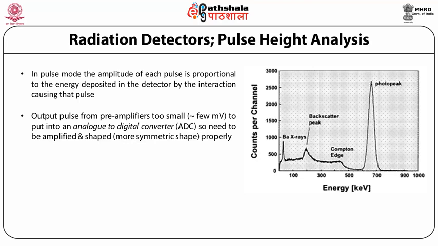So in combination with the preamplifier, we need to put in an amplifier, a normal amplifier. The preamplifier voltage signals are fed to the amplifier, which shapes these pulses and increases their amplitude, so that the output of the amplifier can be put into the analog to digital converter, which converts these analog voltage pulses into digital signals, and then these digital signals can be counted with the help of some counter.